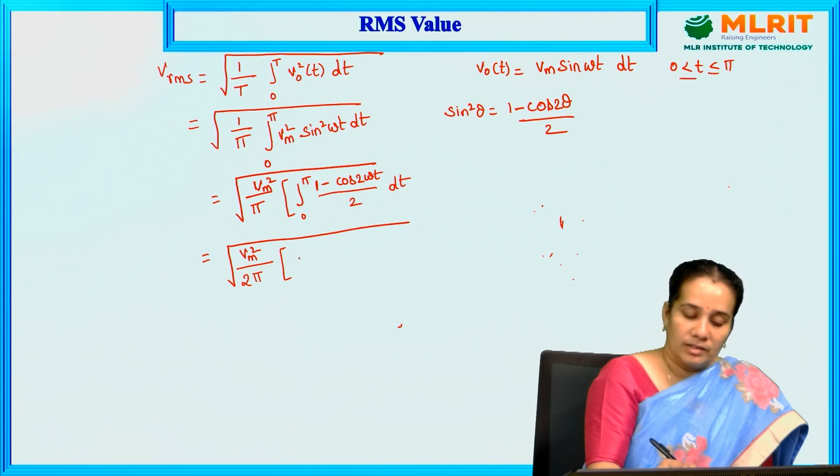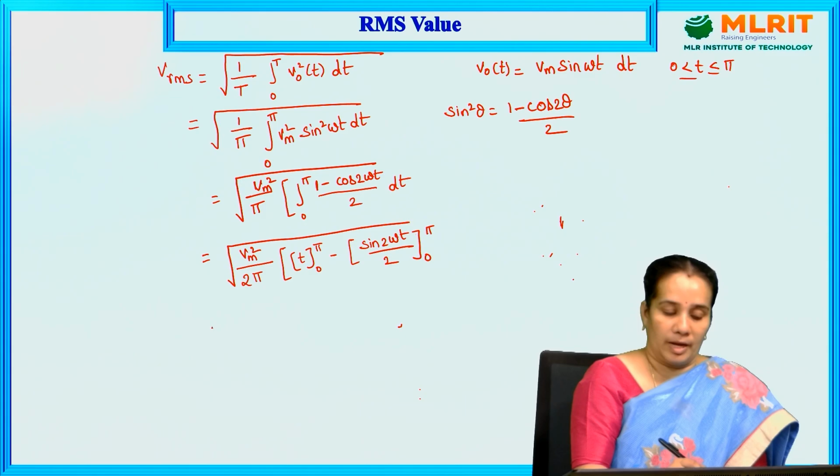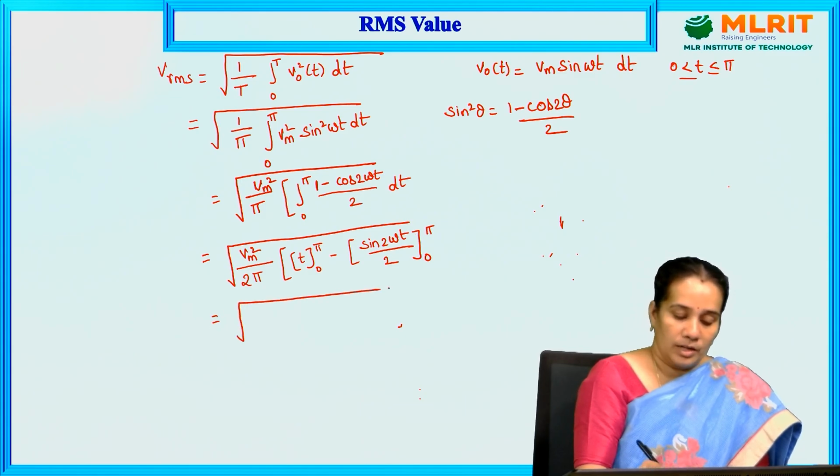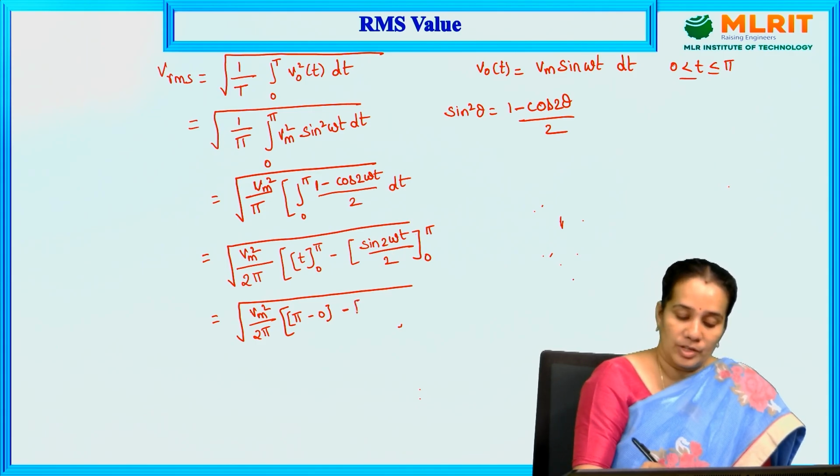Integral of 1 is nothing but t, and the limits range from 0 to pi, where cos 2 omega theta: integral of cos 2 omega theta means sine 2 omega theta by 2, and the limits range from 0 to pi. So that is equal to under root of Vm square by 2 pi, with the upper limit pi and the lower limit 0, minus sine 2 pi. Sine 2 pi is equal to 0, and sine 0 is equal to 0.